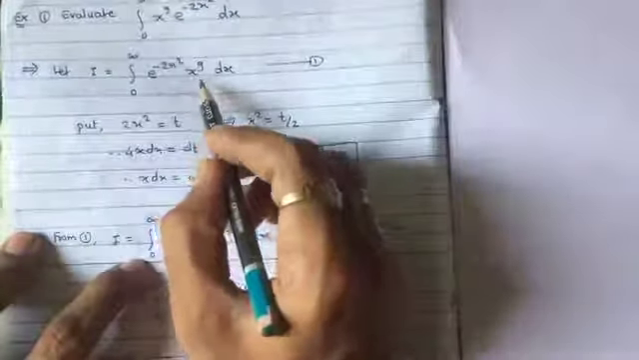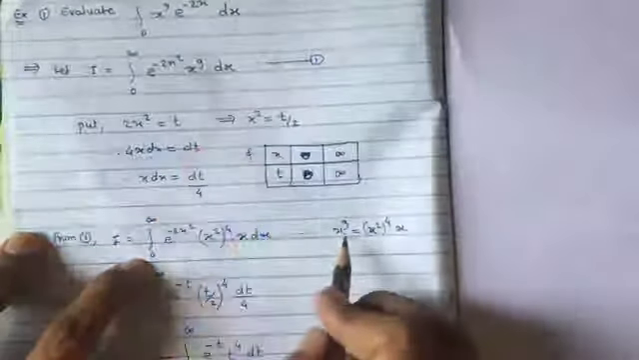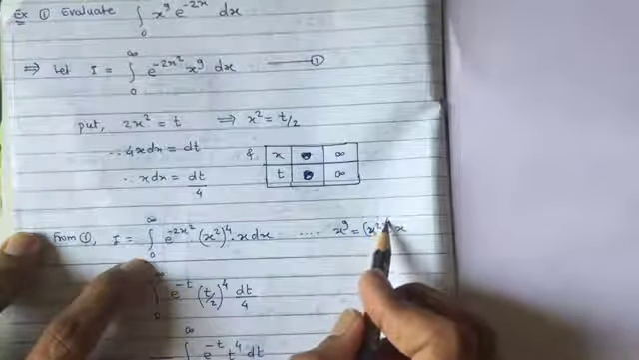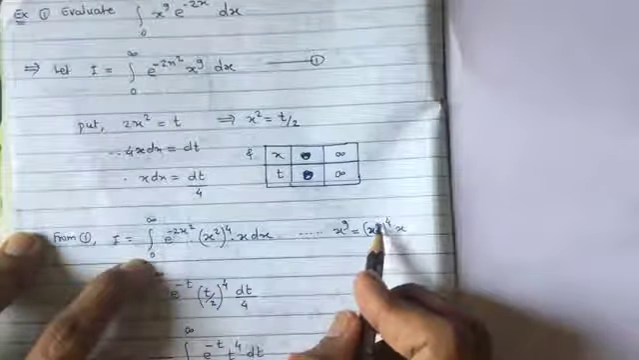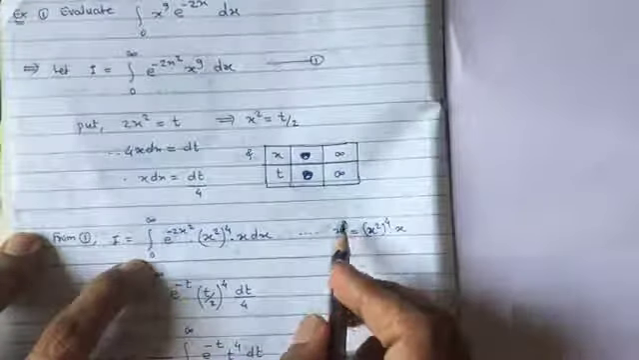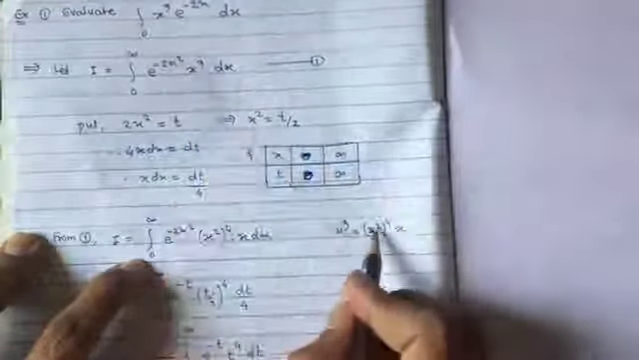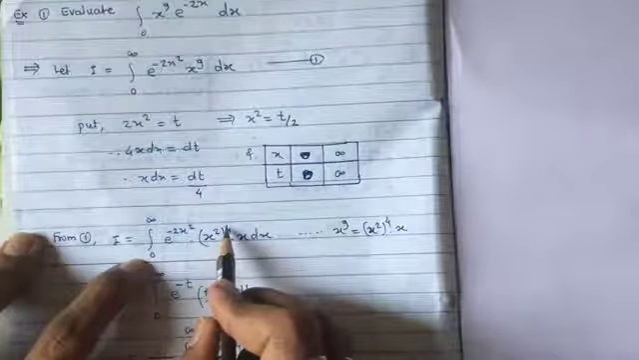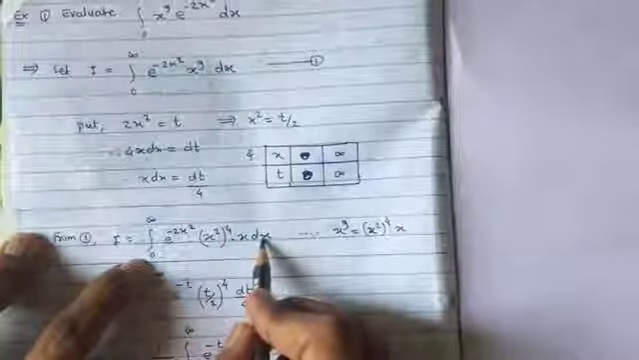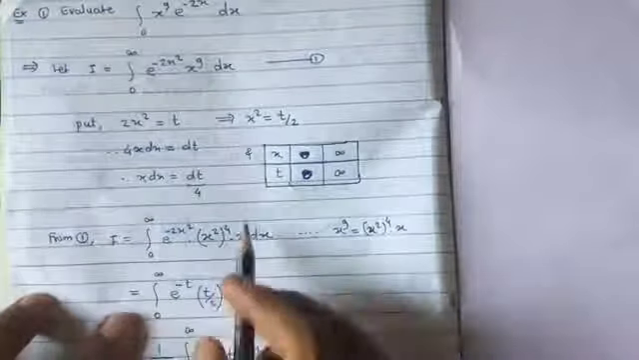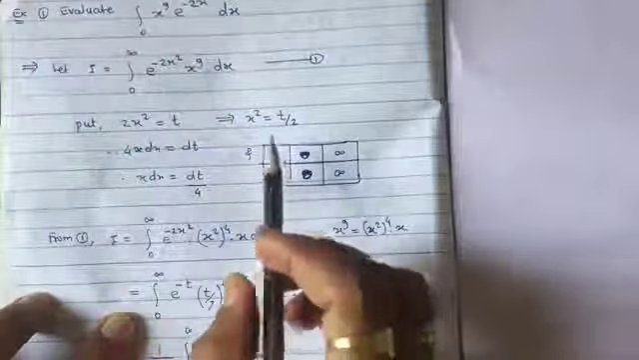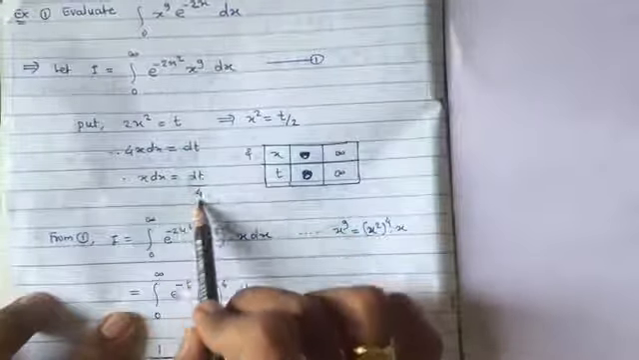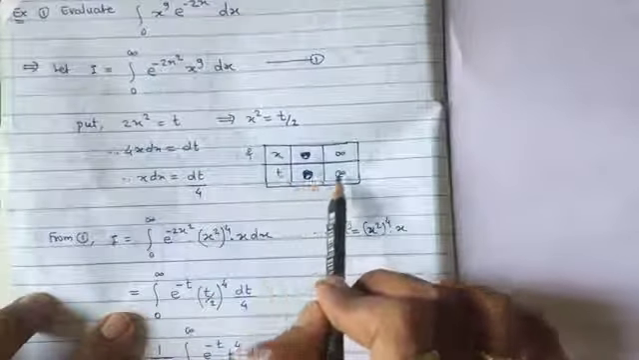now x raised to 9. Now split this x raised to 9. x raised to 9 is equal to x square raised to 4 into x, that is 4 into 2, 8 plus 1, that is 9. So x raised to 9 is nothing but x square raised to 4 into x. Now put the value, x square raised to 4 into x into dx. From this put the value of 2x square is equal to t, x into dx is equal to dt upon 4, and limit t from 0 to infinity.